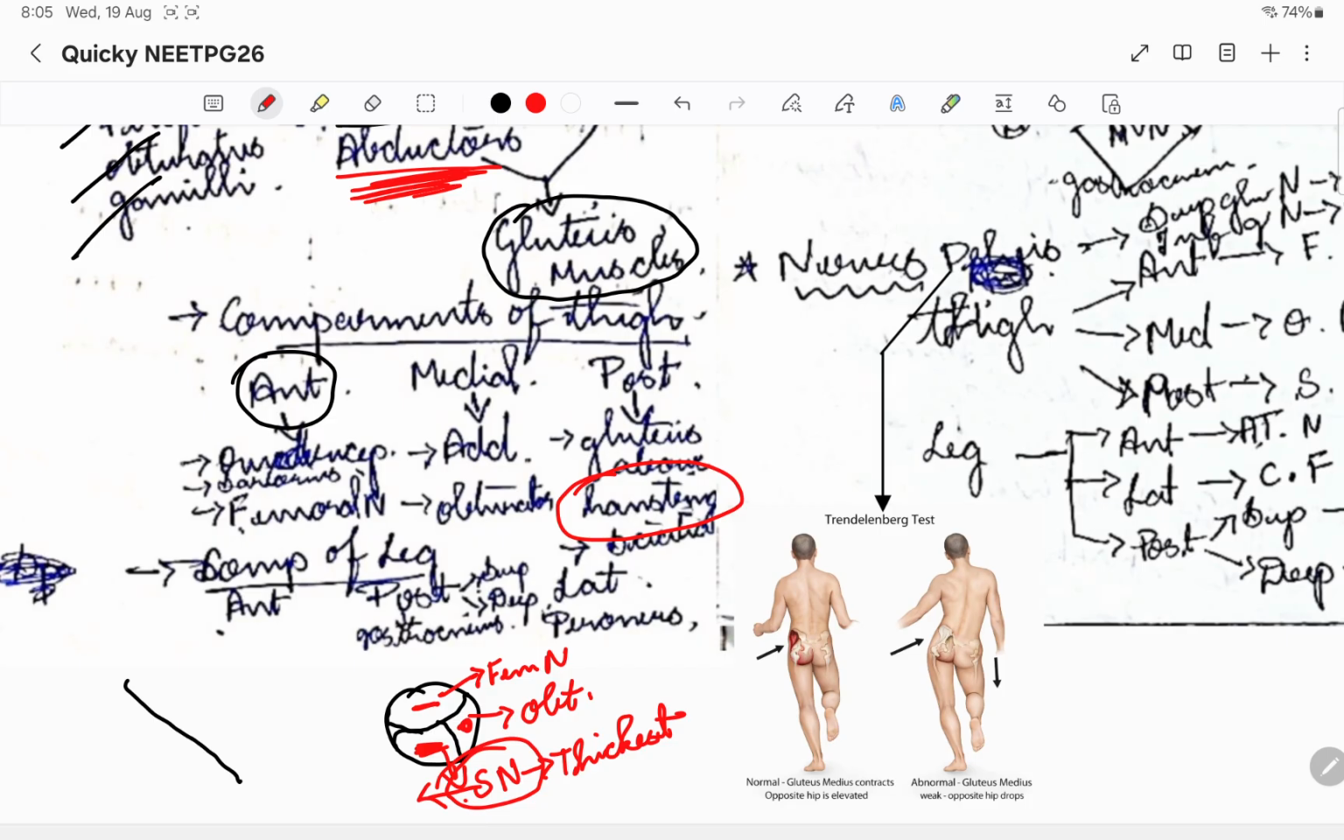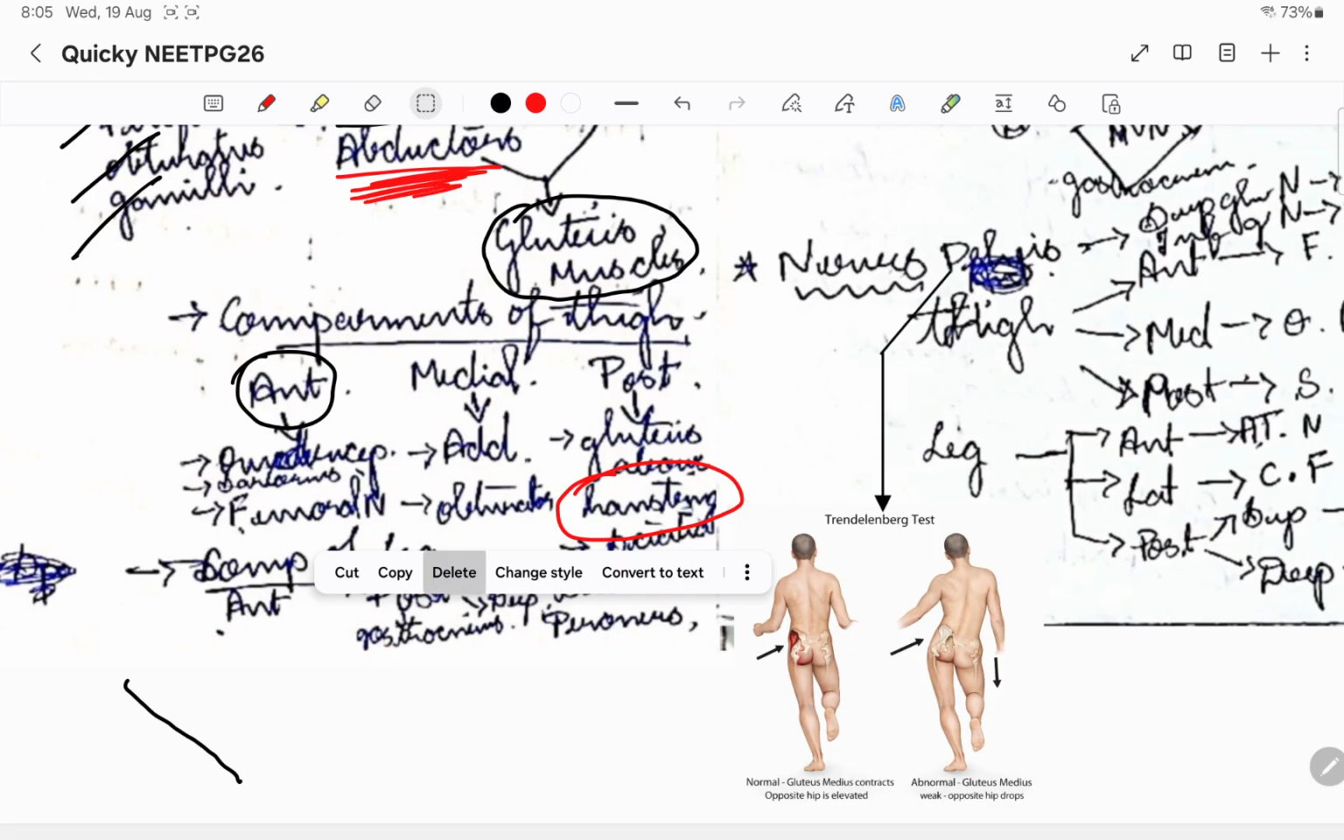In disc prolapse, many other roots of the lumbar plexus will be affected, but rather than that, let us focus on the sciatic nerve now. Many other lumbar plexus roots will also be involved, but most probably it is going to be the sciatic nerve which will be involved, because the sciatic nerve has its roots from all of the lumbar and sacral roots. Okay, so that is why it is important. So this is the nerve supply of the thigh.